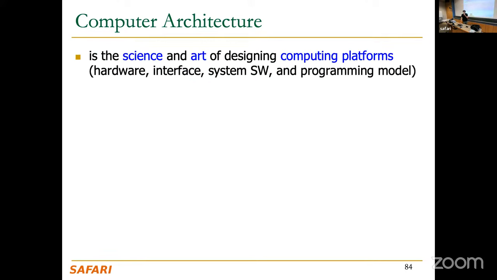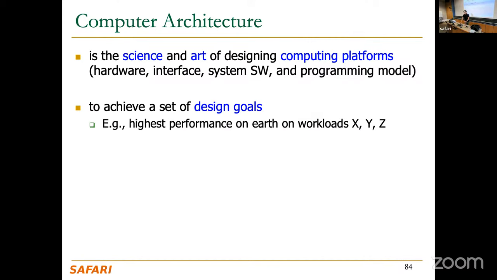Computer architecture is the science and art of designing computing platforms, including hardware, interface, system software, and programming model, with certain design goals in mind. And these design goals might be general, like let's try to create a general purpose processor, a general purpose system that works pretty well for any type of workload, or they can be more specific. Like for example, let's accelerate certain workloads as much as we can. For example, neural networks. Let's create an accelerator for neural networks that is the highest performance and the most energy efficient one.